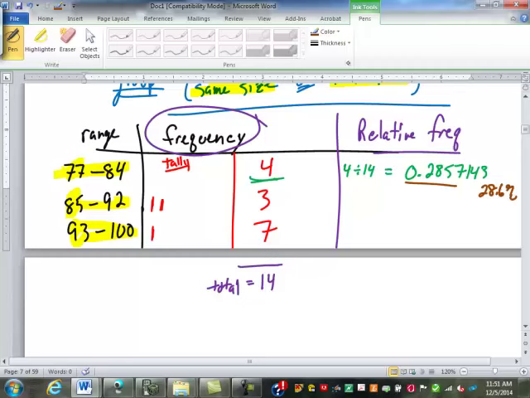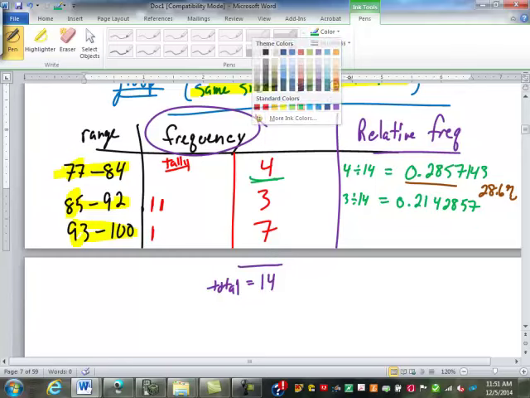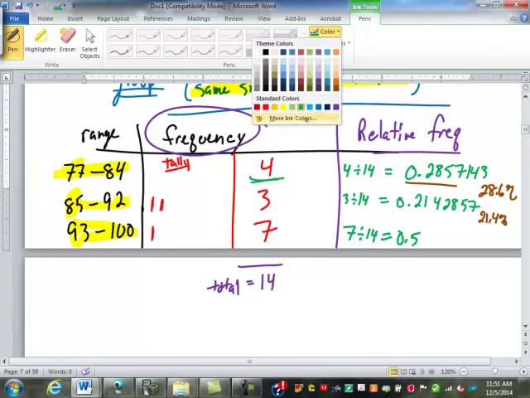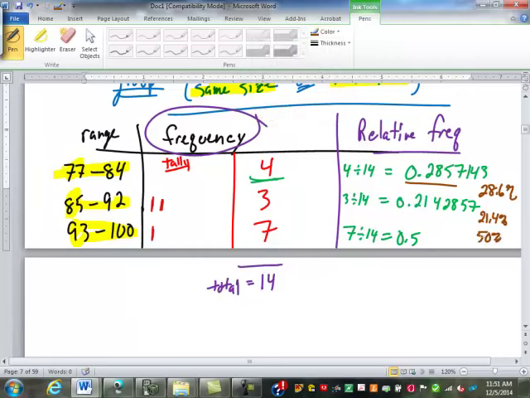3 divided by 14, that would be the next one, which is going to give us 0.214287 approximately. Again, maybe rounded to 21.4%. Then 7 divided by 14, of course, is just 0.5. So that should be either leave it as a 0.5 as a proportion or 50%.